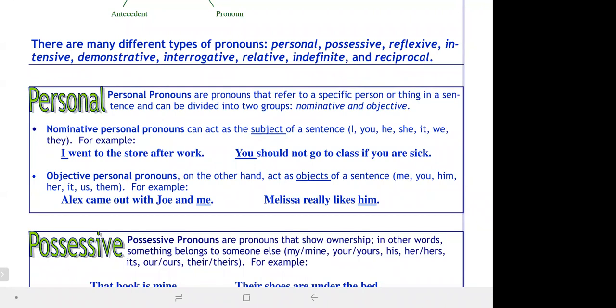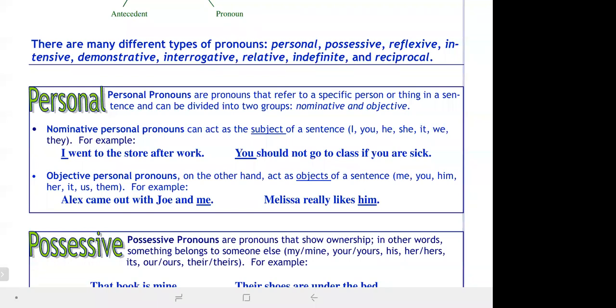Personal pronouns are pronouns that refer to a specific person or thing in a sentence and can be divided into 2 groups, nominative and objective, which means subjective and objective. Nominative means subjective. Subjective means pronouns that take the place of the subject. For example, when you say, I went to the store after work, I is a pronoun that took the place of the subject.